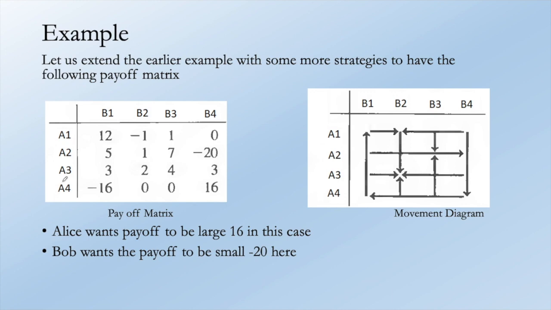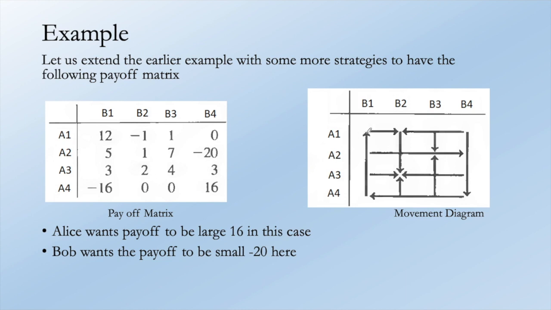So Alice wants to get the largest profit, which is obviously 16 in this case, whereas Bob will want the payoff matrix to yield the smallest value or largest negative value, which is minus 20 here. So in this case, if Alice starts the game realizing that Bob is going with product B4, Alice will start with A4. Realizing that, immediately Bob will move to B1.